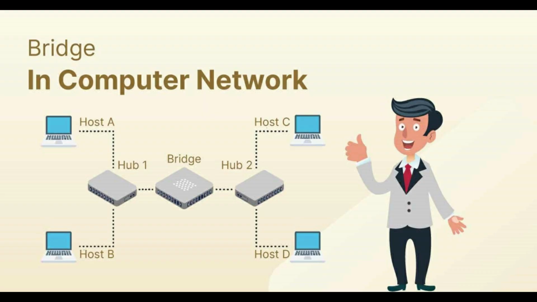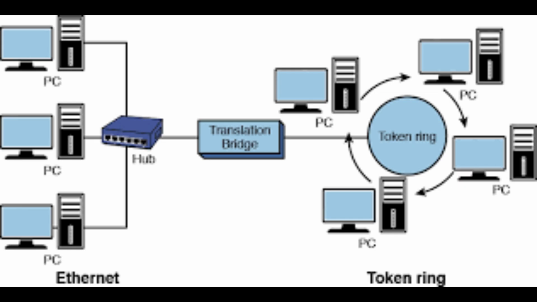What is a transparent bridge? A transparent bridge is invisible to other devices on the network. It does not require reconfiguration of the network or any additional changes in each station. The primary function of a transparent bridge is to block or forward data according to the MAC address.